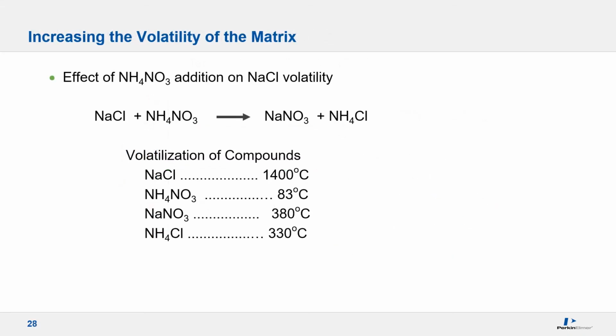For the purposes of clarity, here's an example of using a modifier to change the volatility of the matrix without doing anything to the analyte itself. Sodium chloride is a relatively non-volatile compound requiring high pyrolysis temperatures, which would result in the loss of many analytes. By adding ammonium nitrate, however, the simple matrix is now converted to more volatile components, which now could be driven off with high efficiency at considerably lower pyrolysis temperatures that enable us to keep the analyte intact.